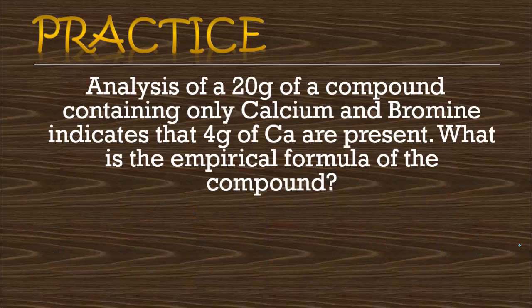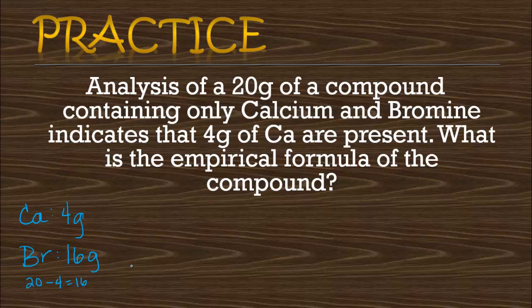Let's do one more. Analysis of a 20-gram sample of a compound containing only calcium and bromine indicates that 4 grams of calcium are present. We want to know the empirical formula of the compound. So I know I have Ca, which I have 4 grams of, and I have bromine. Again, they don't give me any information on bromine, but they did tell me I have a 20-gram sample. So 20 minus 4 equals 16. So the remaining sample must be the bromine.